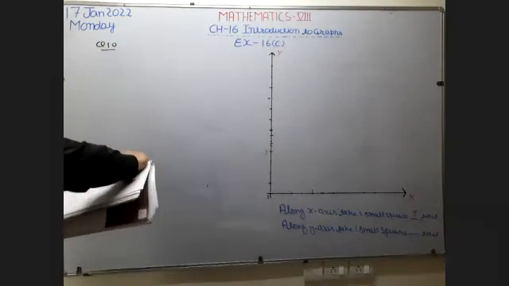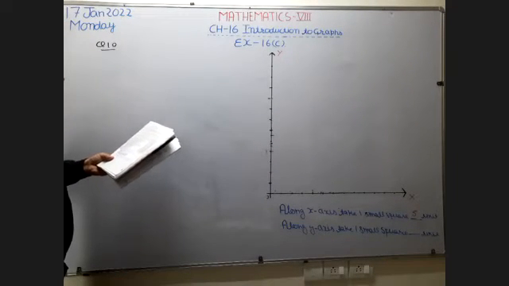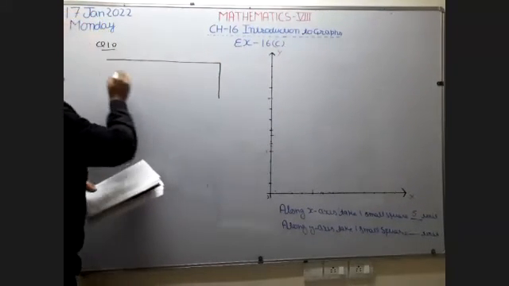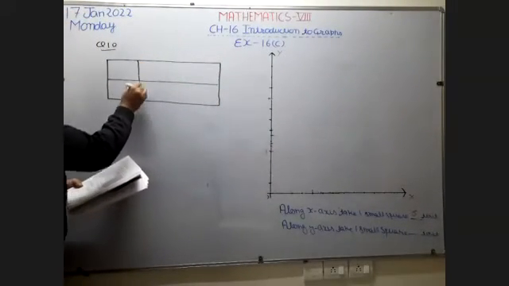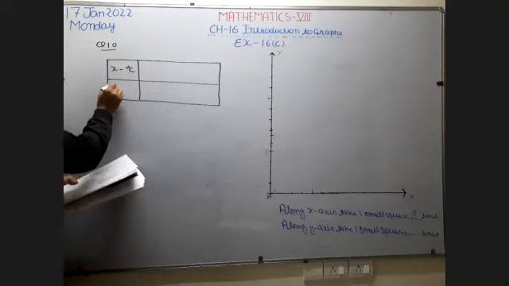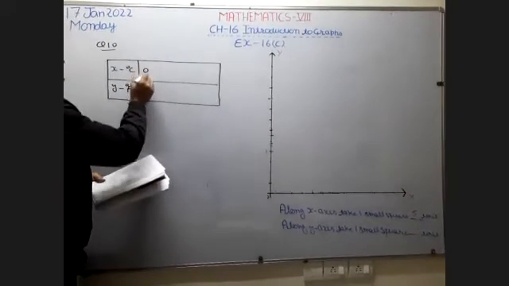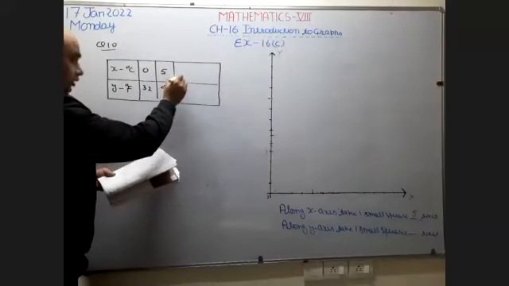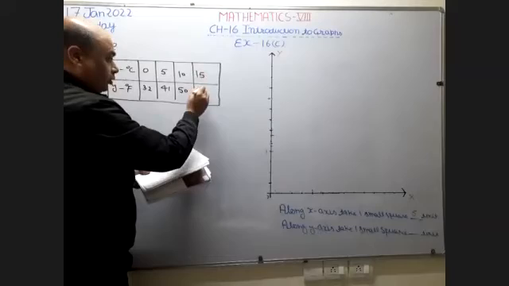For the given temperature, degree centigrade is equal to Fahrenheit. So this table is given. To make this table first, the x-axis is represented by degree Celsius and the y-axis by Fahrenheit. So 0 is 32, 5 is 41, 10 degree Celsius equal to 50 degree Fahrenheit, and 15 degree Celsius equal to 59 degree.